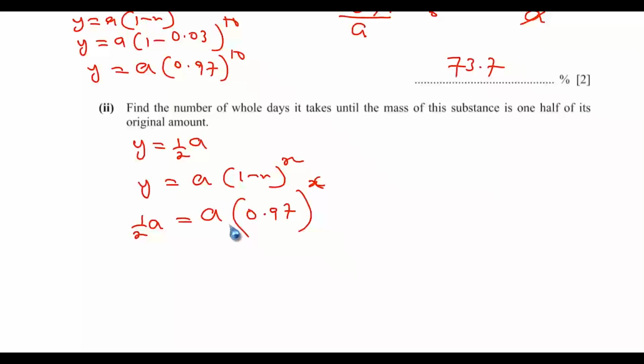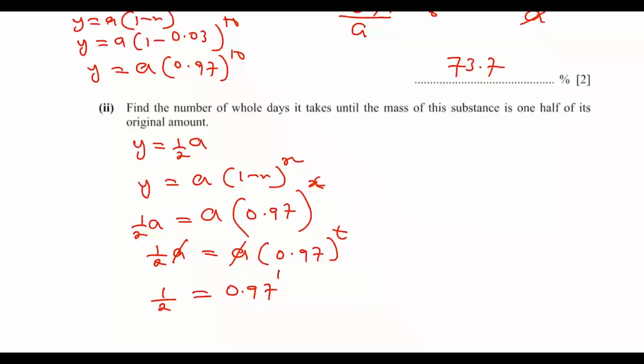Okay, so if you do this, we're going to have 1/2 A equals A times 0.97^x. So let's change it to t now for you to see that we are calculating t. So we cancel out A here, and we are left with 1/2 equals 0.97 to the power of t. Okay, so we need to take log of both sides.